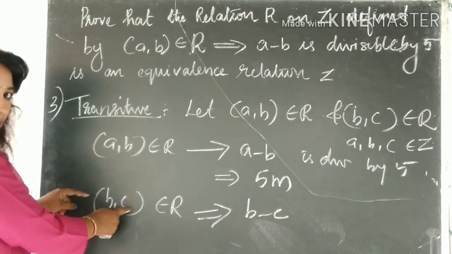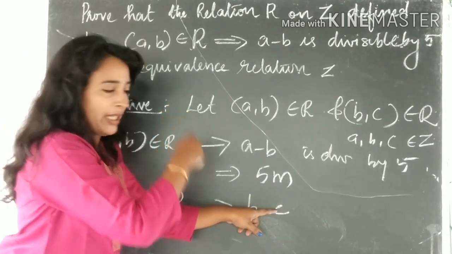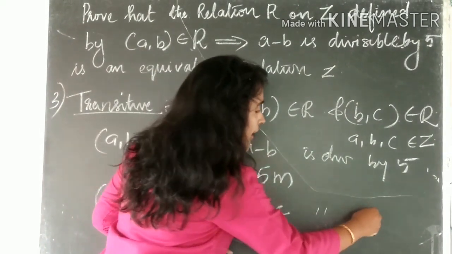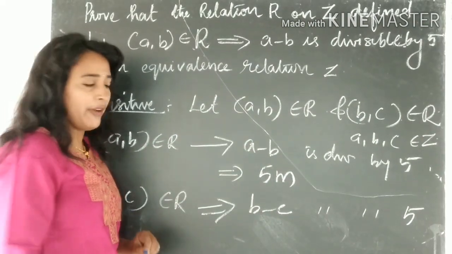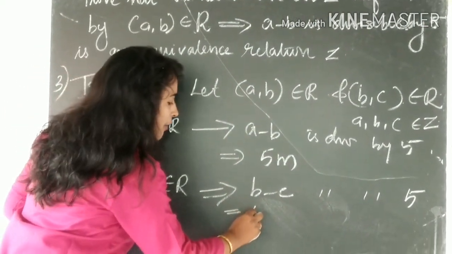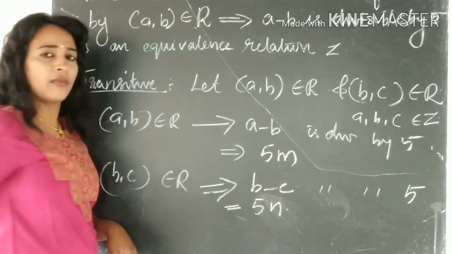BC is present, then B minus C. That's a property. B minus C is divisible by 5. That means it's also a multiple of 5. So you can write this as 5 into n.